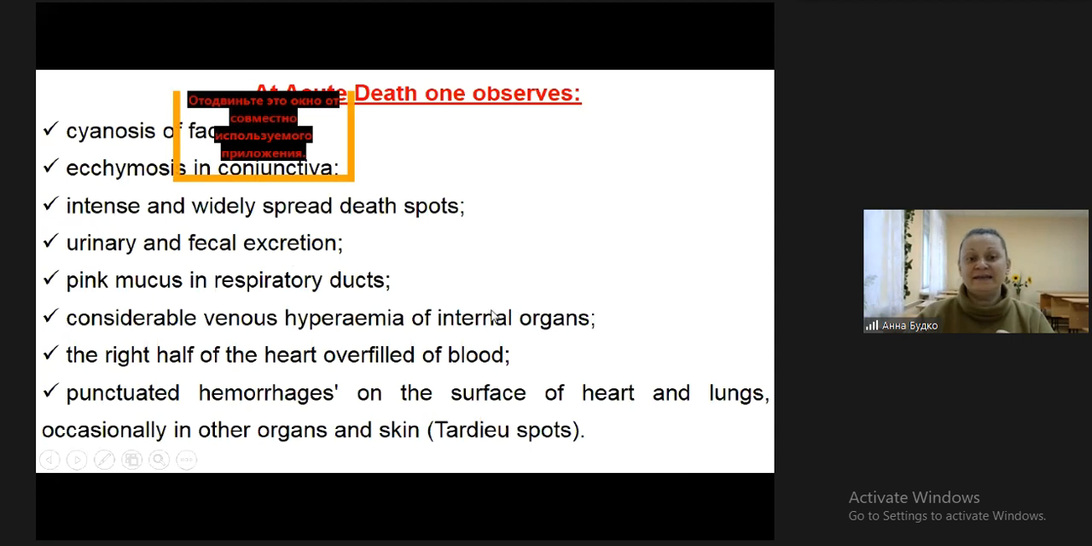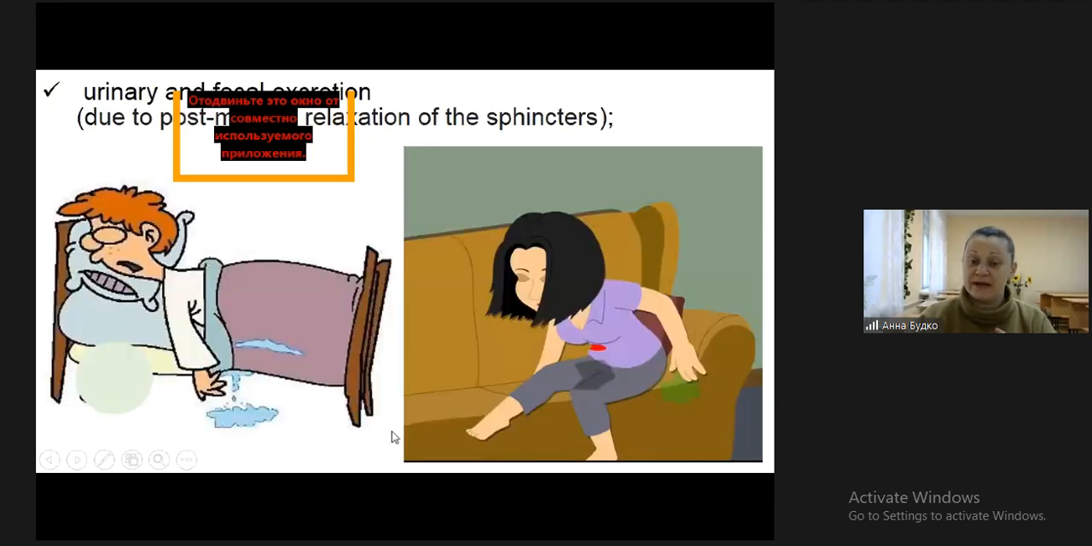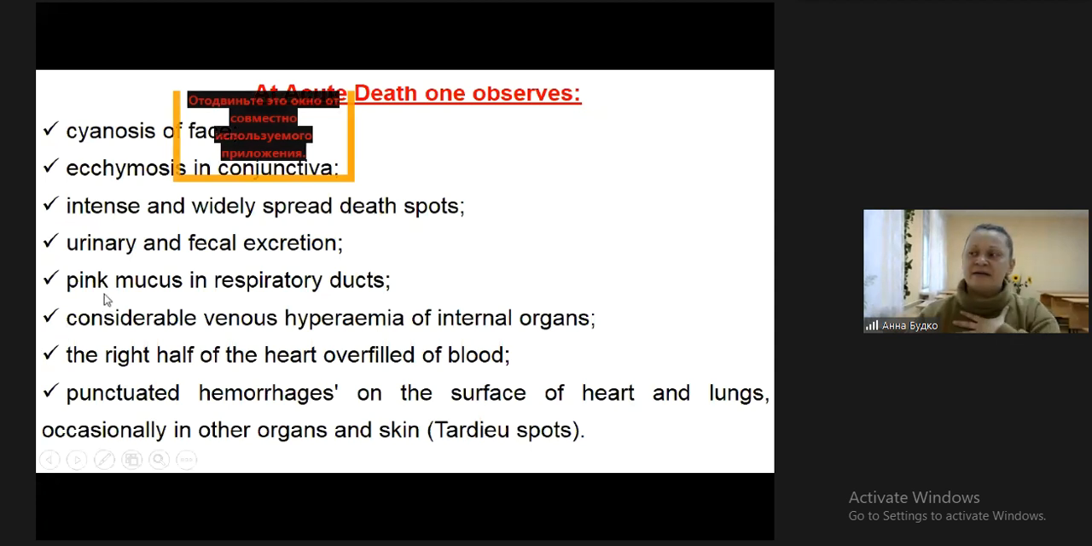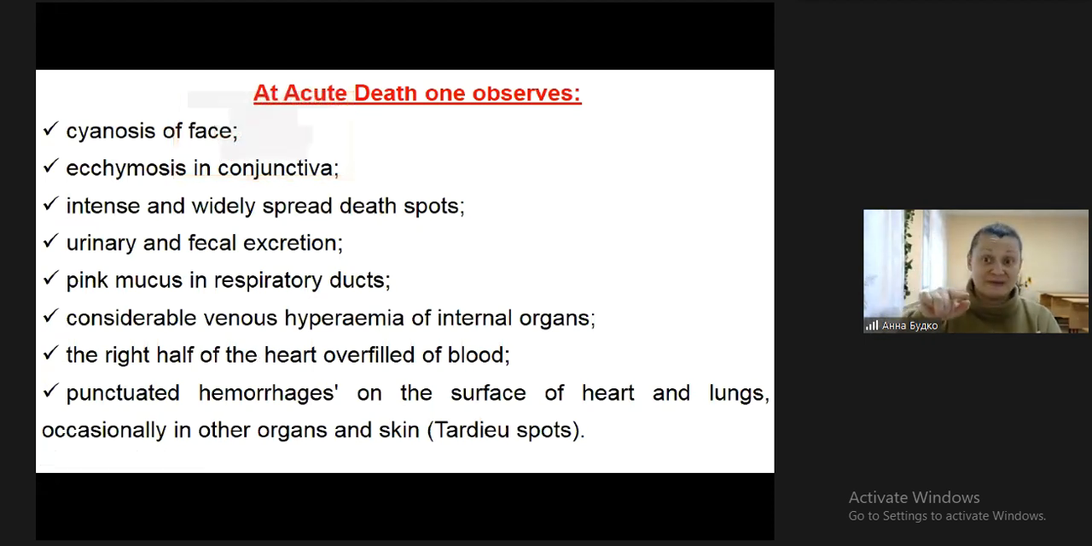Next, urinary and fecal excretion and sperm excretion due to relaxation of sphincters in the organism, due to primary flaccidity. This is the first stage of cadaveric rigidity, and due to the brain. Next, in the respiratory tract the mucous tunic has a pink-red color, and in the respiratory tract there is mucus with a pink-red color too. This is a result of blood infiltration. And remember, in the terminal state, due to hypoxia, which is formed due to pulmonary and cardiac insufficiency, centralization of blood circulation is formed.